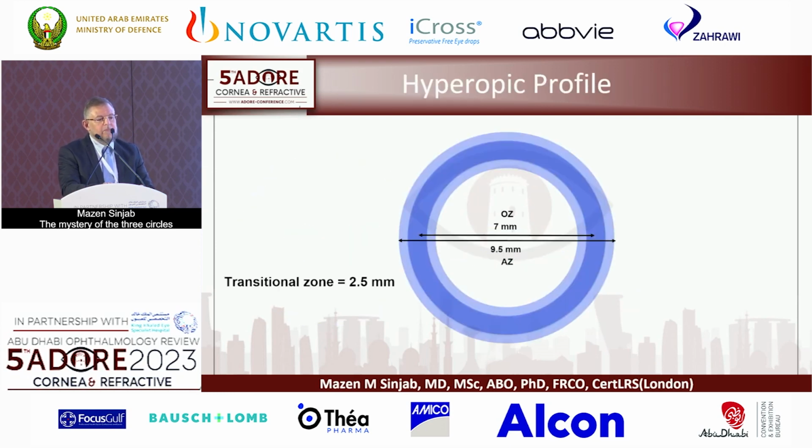Diameter. We have to know exactly the diameter of the treatment zone, not only the optical zone. We choose the optical zone, for example, 6.5, but what the laser will ablate is not only 6.5. There is the transitional zone, and in total, they are the ablation zone or treatment zone. So usually when we choose 7 millimeter, for example, for hyperopic profile, the transitional zone will be 2.5. So in total, it will be 9.5 millimeter ablation.